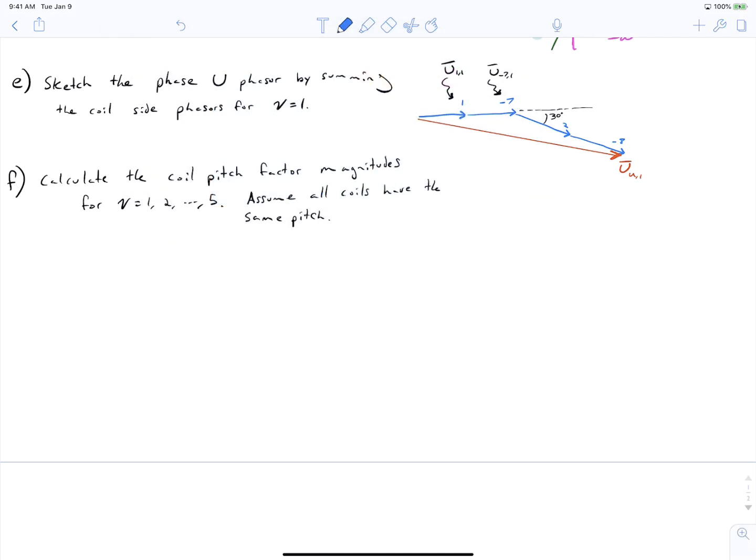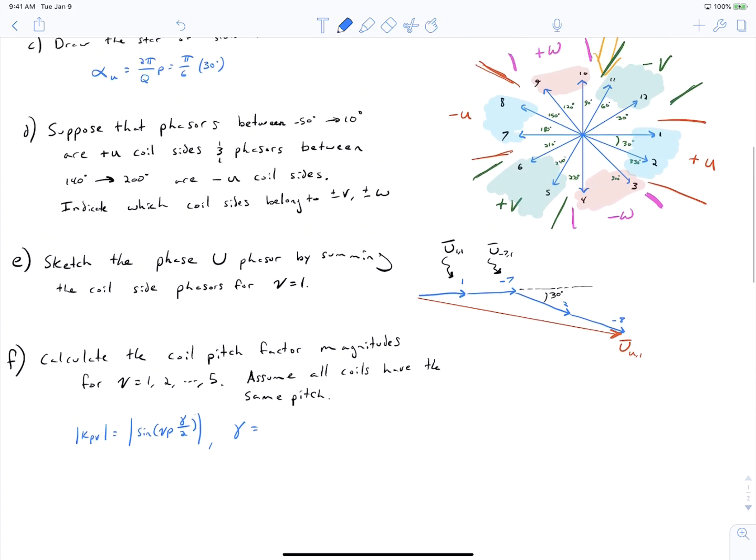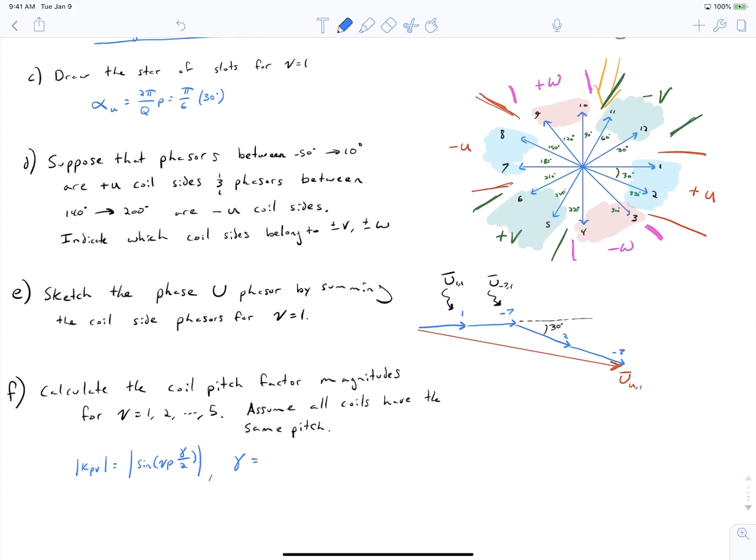So our coil pitch factor magnitude can be expressed like this. And in order to calculate this, we need to figure out what the value for gamma is and what the value for P is. So gamma is our coil pitch. It's how many degrees our coil spans. And I told you that all the coils have the same pitch. And we have two options for making that happen.